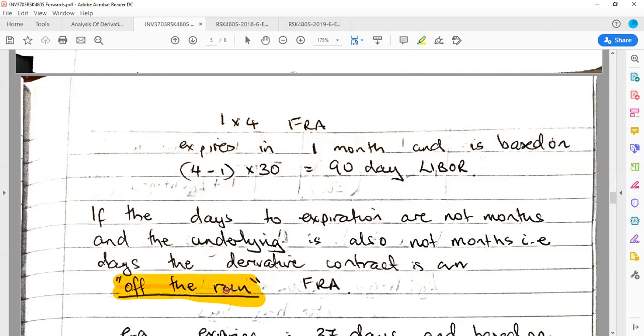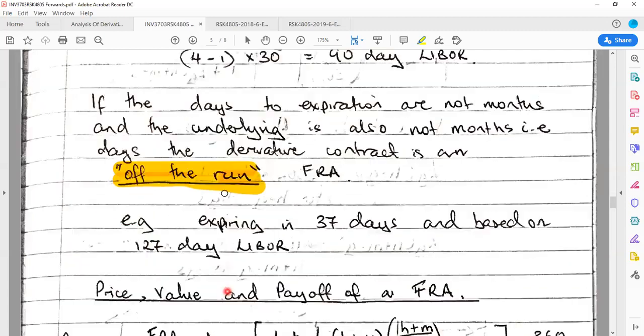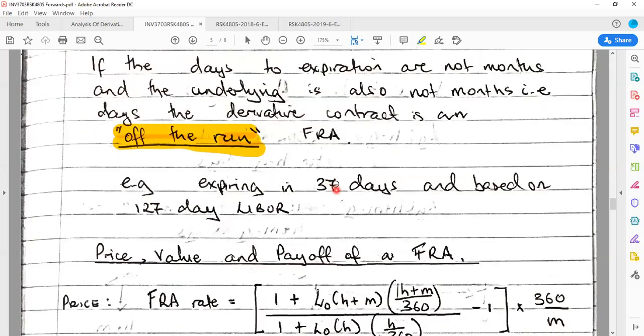It's off the run. So for example, let's say we have an FRA that's expiring in 37 days. You can't say this is 1 month, this is 37 days, not 30 days. So if we say we have an FRA expiring in 37 days and it's based on the 127-day LIBOR, we say that this is off the run because we are dealing with days which are not proper months.